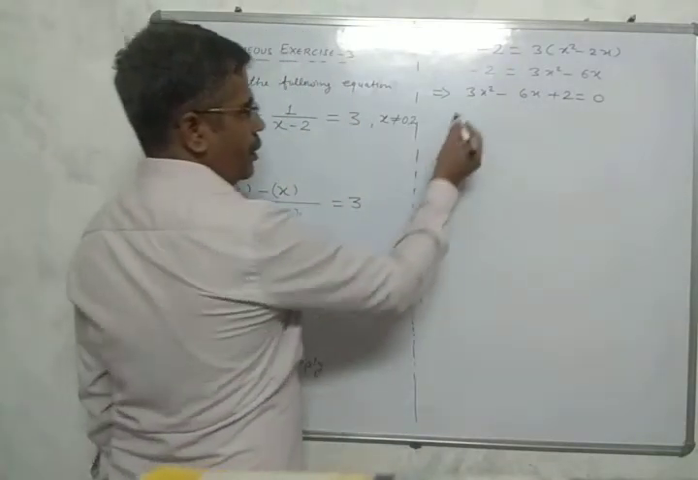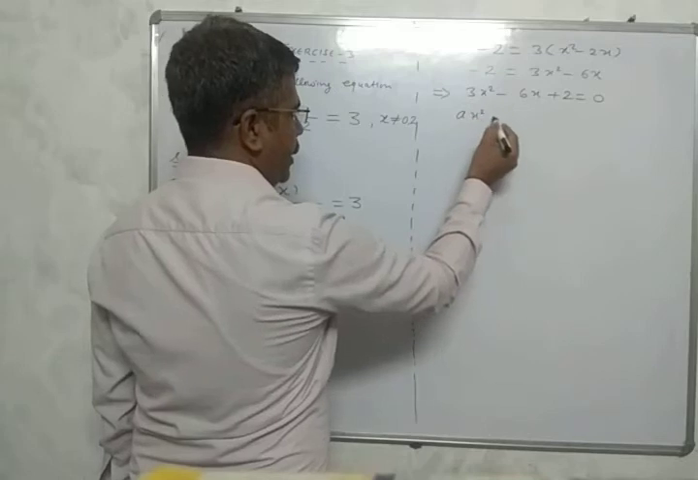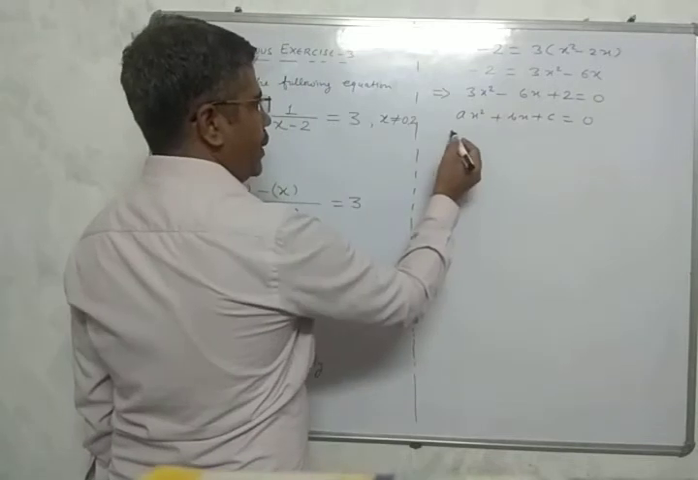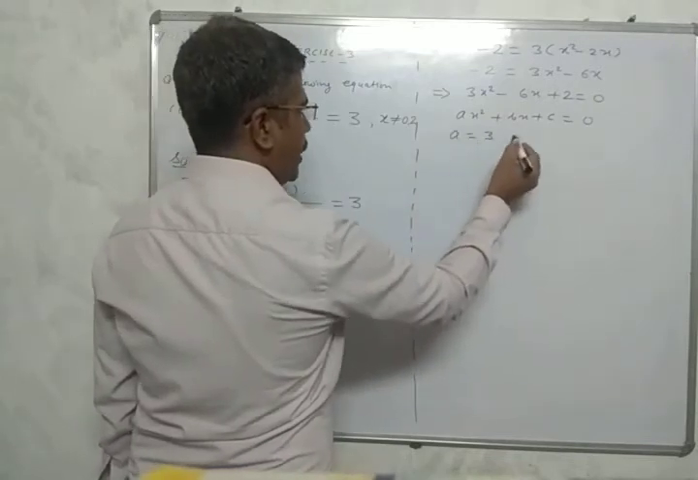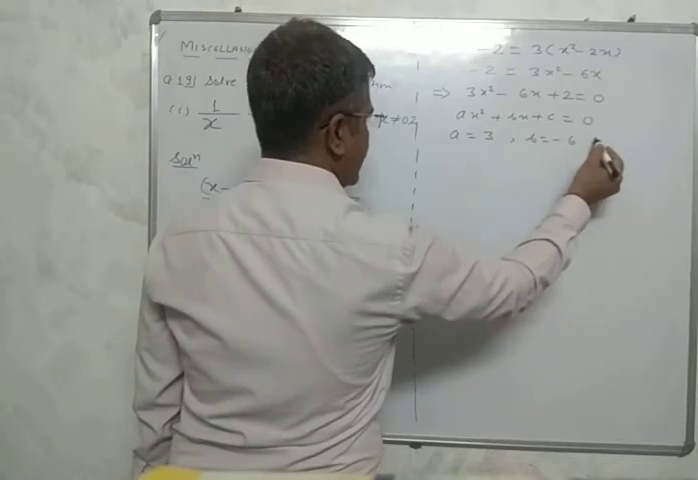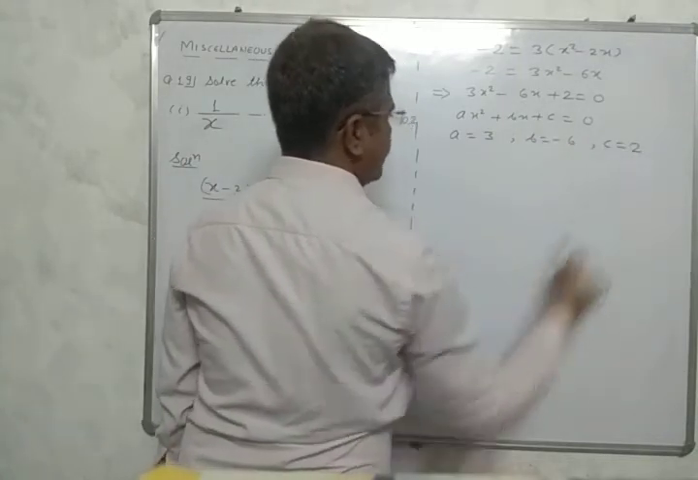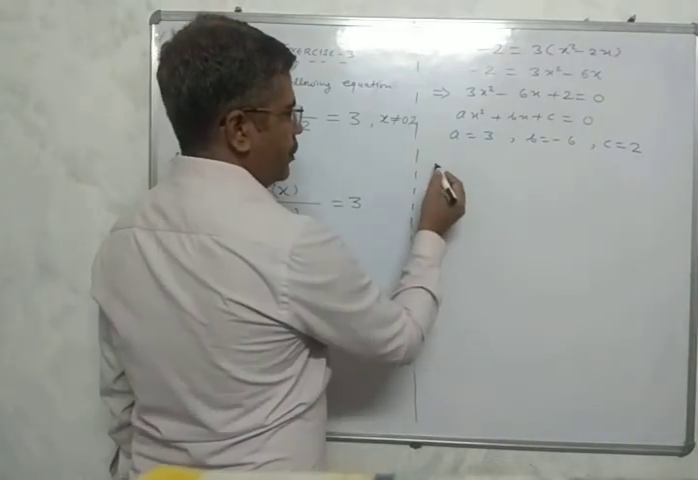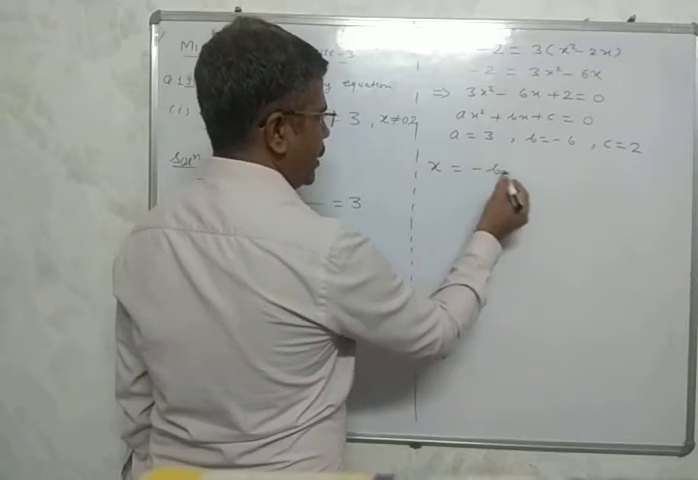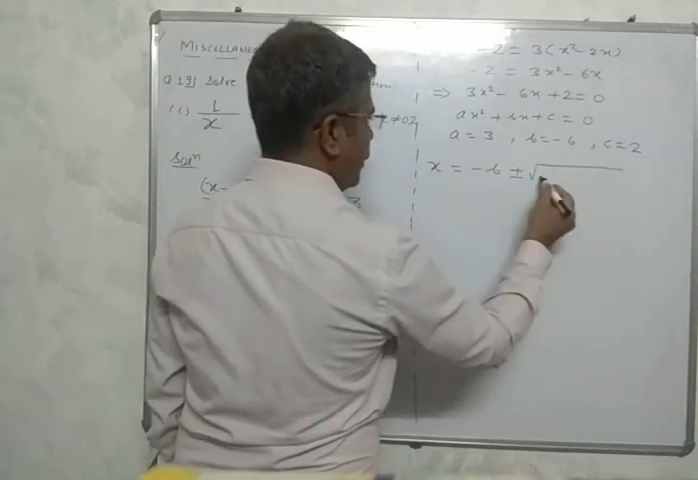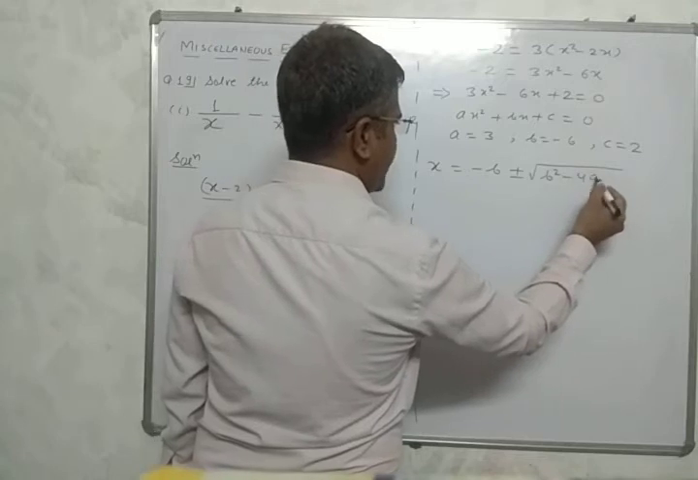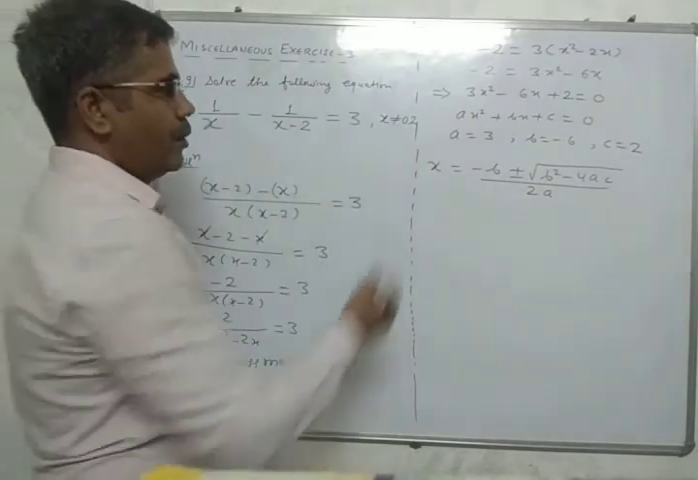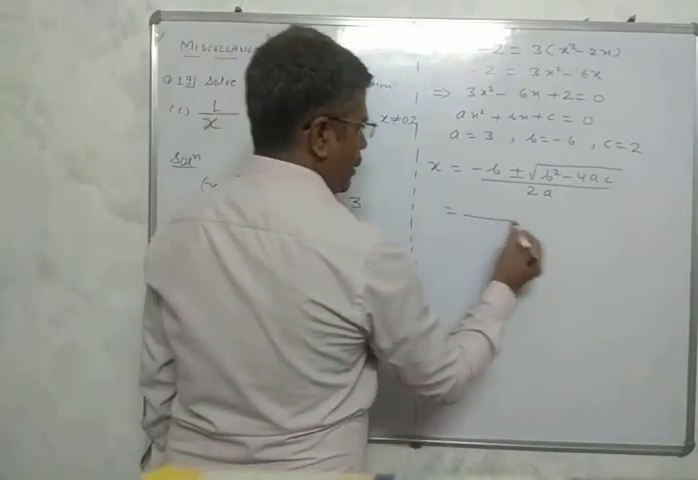If we compare with quadratic equation ax square plus bx plus c equals to 0, we have a equals to 3 and b equals to minus 6 and c equals to 2. We find roots by quadratic formula. So we write the formula x equals to minus b plus minus under root of b square minus 4ac upon 2a.